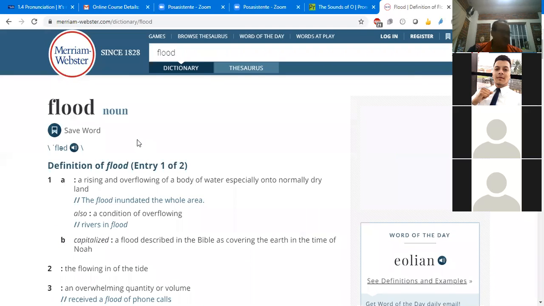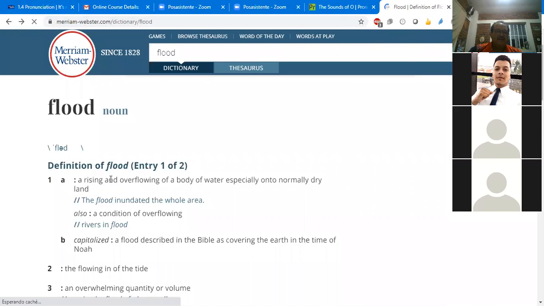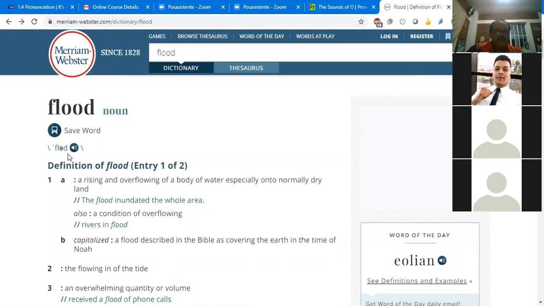Yes, I hear. Okay, so this is one way you can check. Flood. Okay, flood. And then you have this one. Food. Okay, food. But do you see the symbols here? Yes, it's different from the previous one, right? Look, this one has a letter E upside down, right? An E upside down. In English, it's a sound that sounds like oh. It is a sound that doesn't exist in Spanish. Okay. This is, for example, when you say, look at this one.